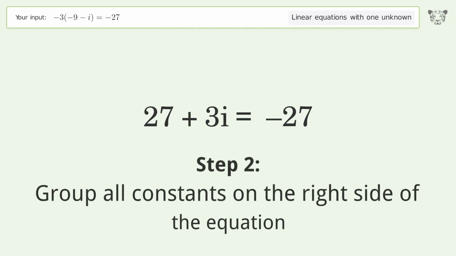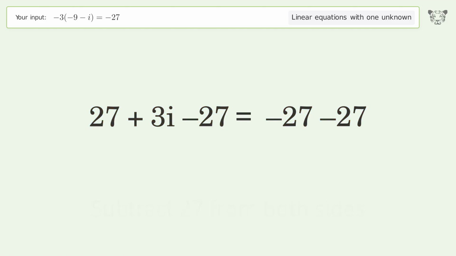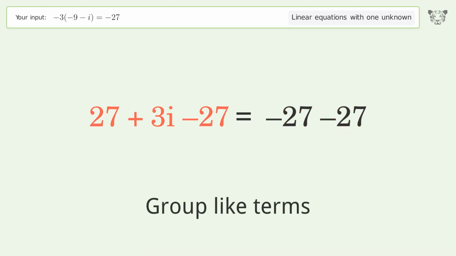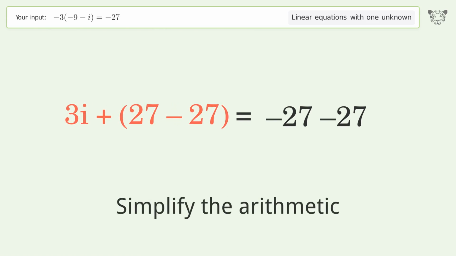Group all constants on the right side of the equation. Subtract 27 from both sides. Group like terms. Simplify the arithmetic.